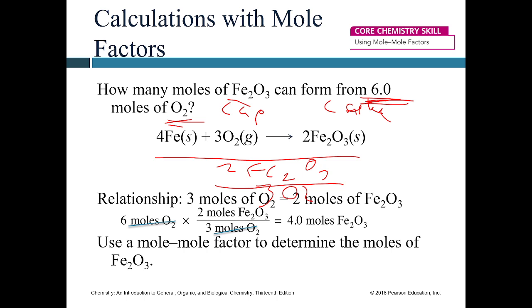Look at the question again. How many moles of Fe2O3 can form? We're being asked to go into Fe2O3 from 6 moles of O2. We're being asked to go from that into the other. Okay, so we're going to take the 6 moles of O2, multiply it by the 2 moles of Fe2O3 and divide by the 3 moles of O2, which is that right there. That's going to give us the number of moles we could produce of Fe2O3. So that's that mole to mole ratio.